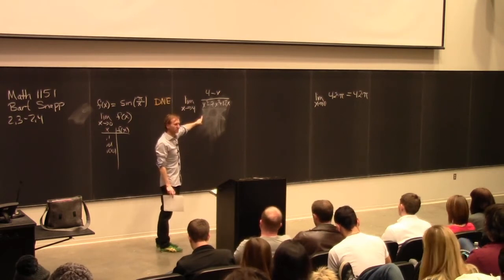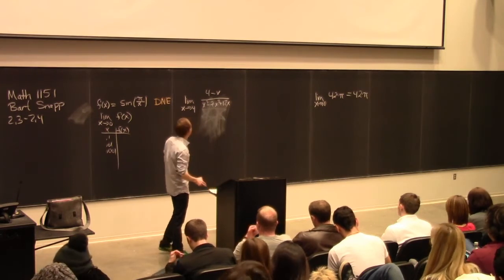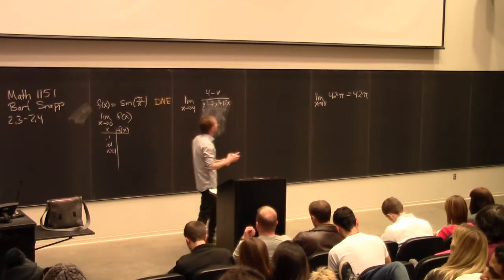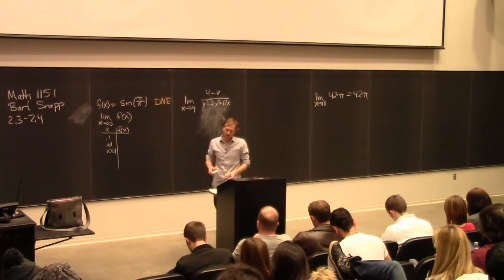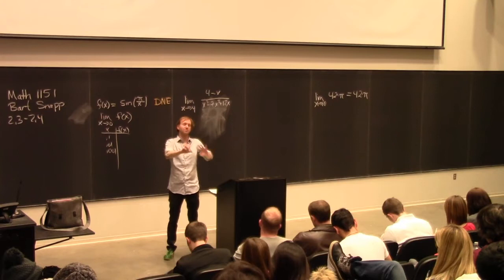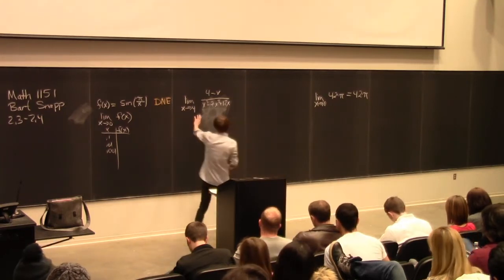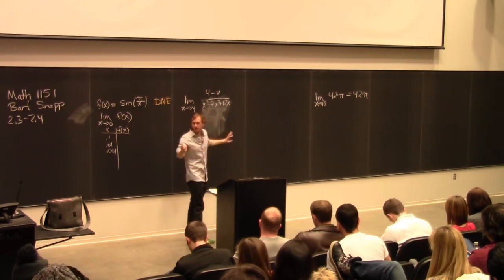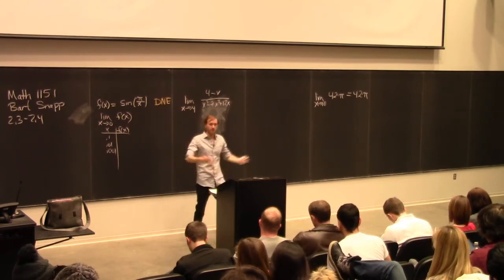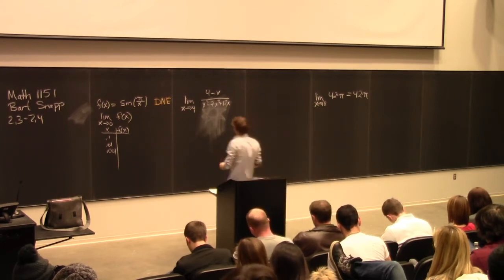Okay, how do we do this one? What do we do here? Factor the bottom. But first of all, what's the very first thing you should try? Plug it in. And if you do, you get 0 in the denominator, and you get 0 in the numerator. And so that's a problem. So factor the denominator.